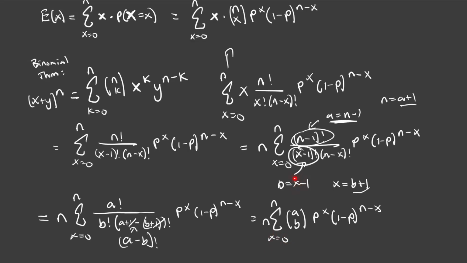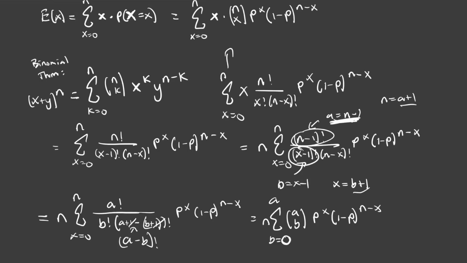When x equals 0, we have b equals -1, right? So let's change this to be b going from -1, and then when x equals n, we had b equal to n minus 1. So this will go up to n minus 1 now, which is also known as a up here, right? Now when we have b equal to -1 and we choose a negative number, well, this term is going to be equal to 0. So that whole first iteration will be equal to 0. So we can basically just start this at 0.